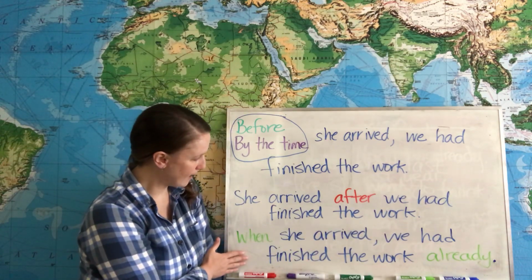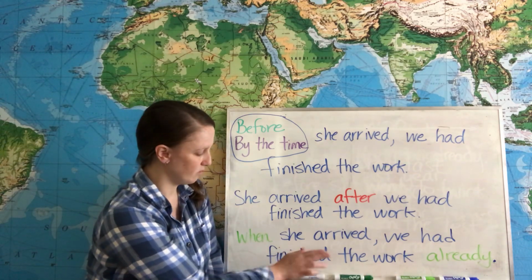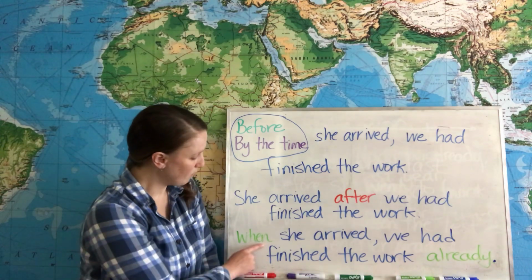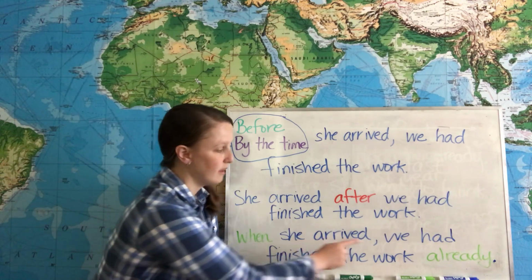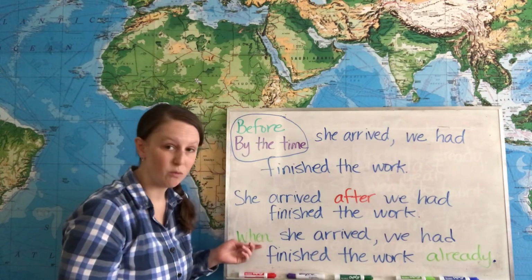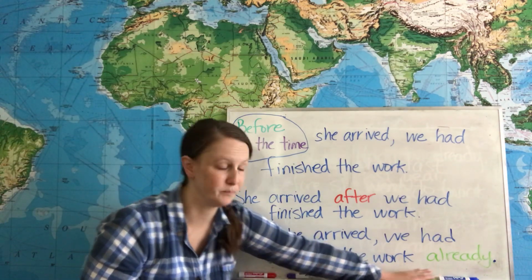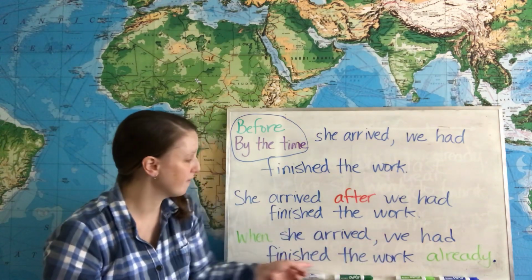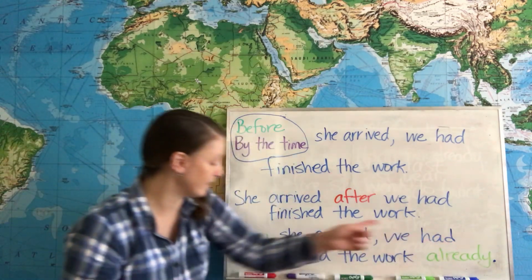And when has a similar meaning. We can see when she arrived, we had already finished the work, or we had finished the work already. We put when together with action 2, and then our past perfect clause. It's very common with when and these past perfect sentences to use the word already also. And we can put it in one of those two positions. We can say we had finished the work already, or we can switch it to say we had already finished the work.